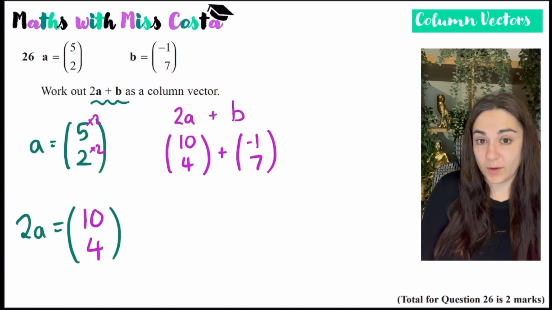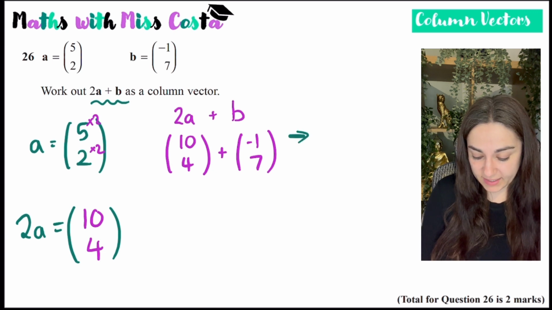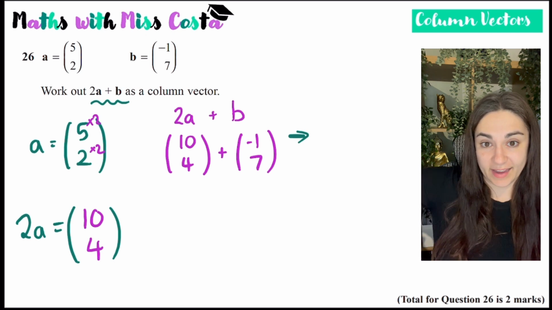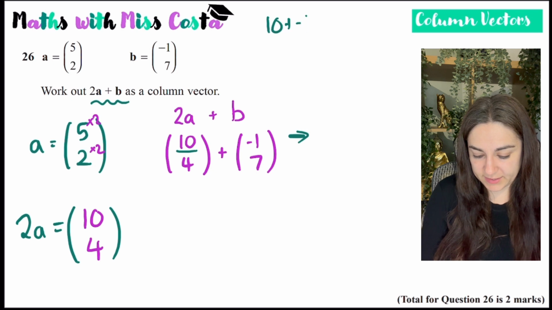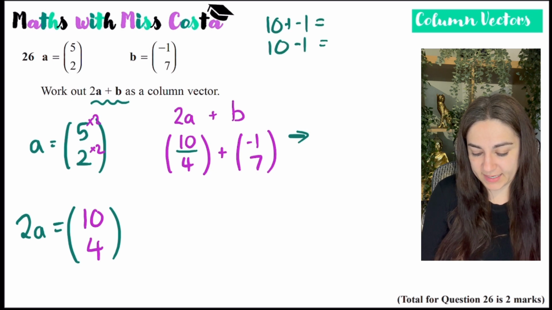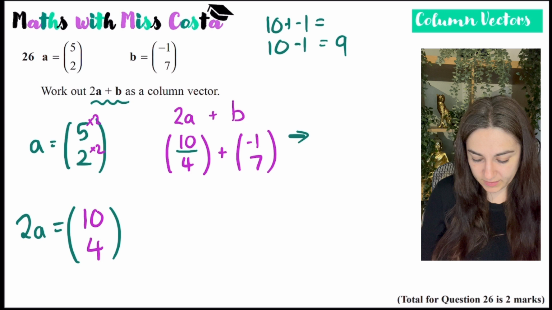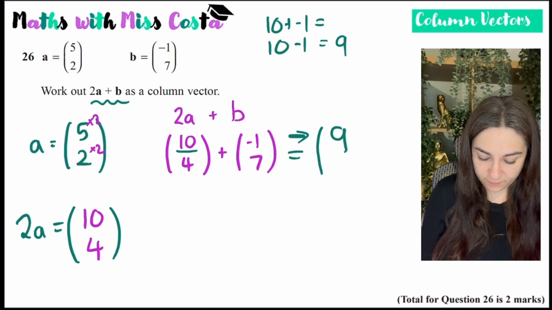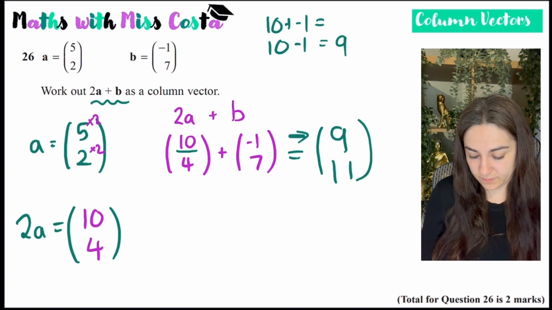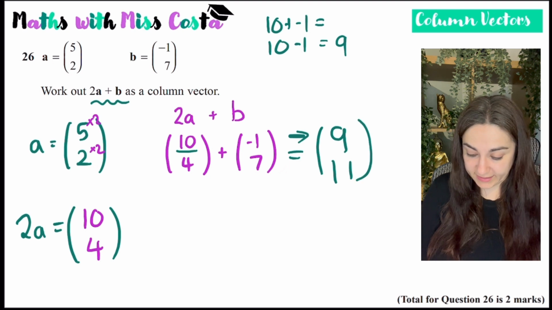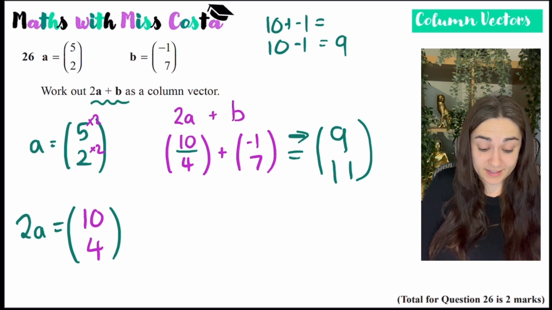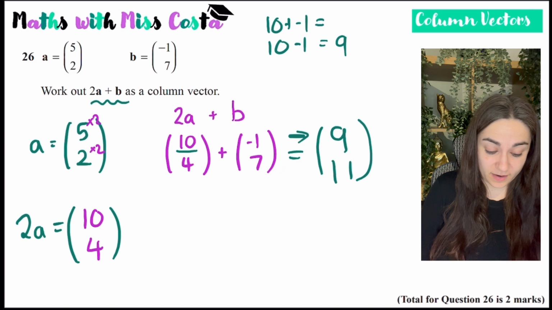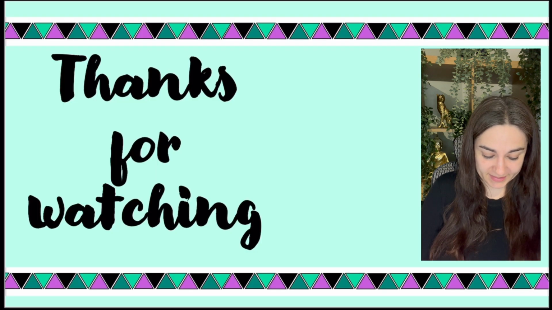So what do I do? When I'm adding or subtracting column vectors, you add or subtract the x movement. So I'm going to do 10 plus minus 1. So 10 plus minus 1 becomes 10 minus 1, which is 9. So that's going to be 9. And then 4 plus 7 is 11. So that's all we're doing. It is the last question, and vectors are a tricky topic, but you're literally just adding and multiplying. So hopefully that makes sense.